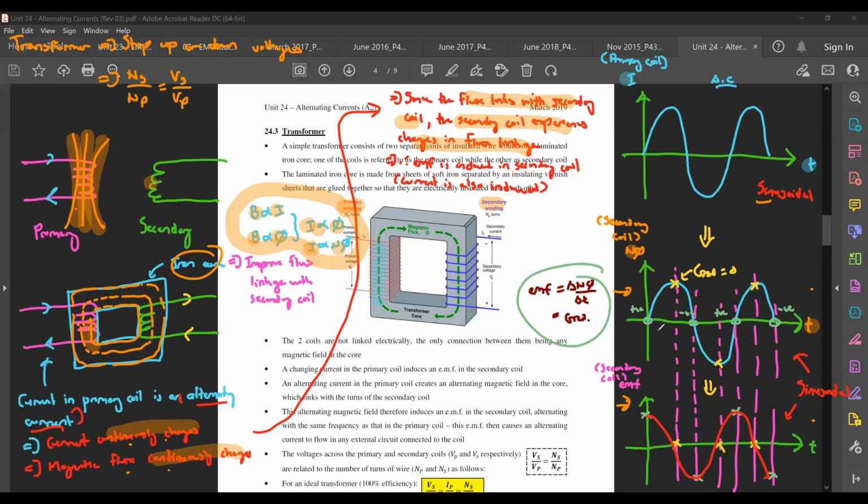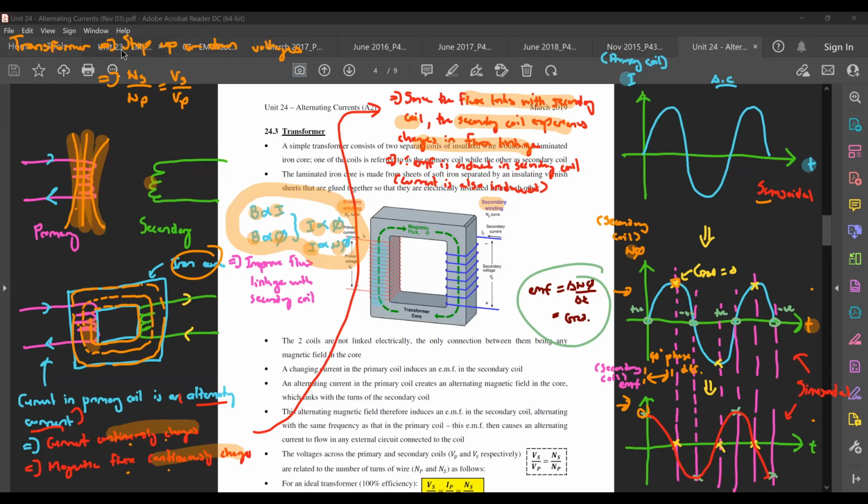Is it more than 90 degrees? The phase difference, you take crest and crest, it's actually a 90 degree phase difference. It's not more than 90. The phase difference is exactly 90. So right now you see your EMF is actually having a phase difference of 90 degrees. So this one I explained already.